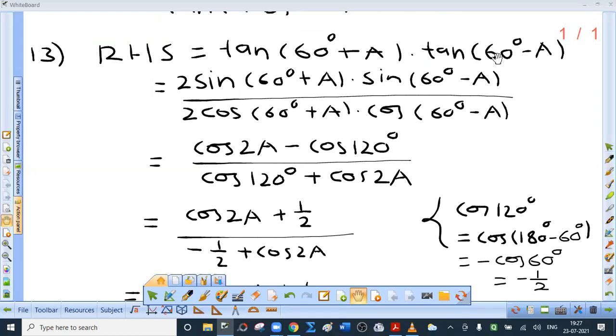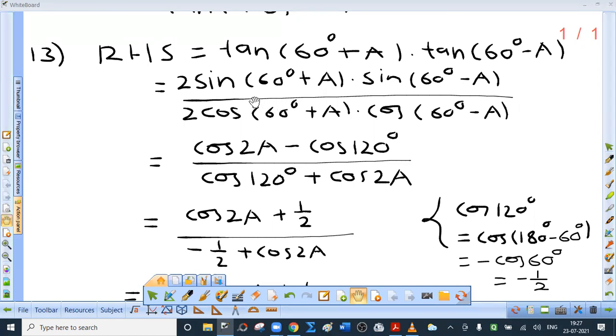Sum number 13. Prove that 2 cos 2A plus 1 upon 2 cos 2A minus 1 is tan of 60 degree plus A into tan of 60 degree minus A. Actually, we have to begin with RHS, and you may say, can we apply tan of alpha plus beta formula? Yes, that is one of the methods. But here I have written tan as what? Sin by cos. Same for this tangent ratio.